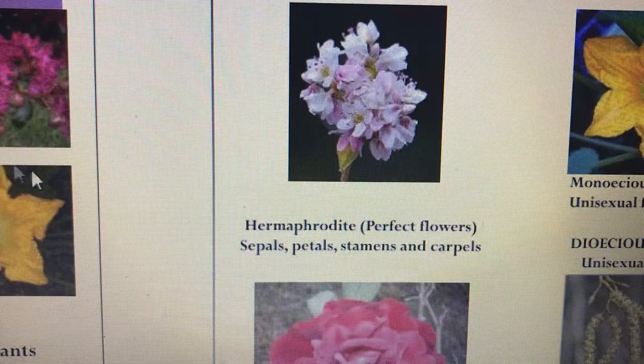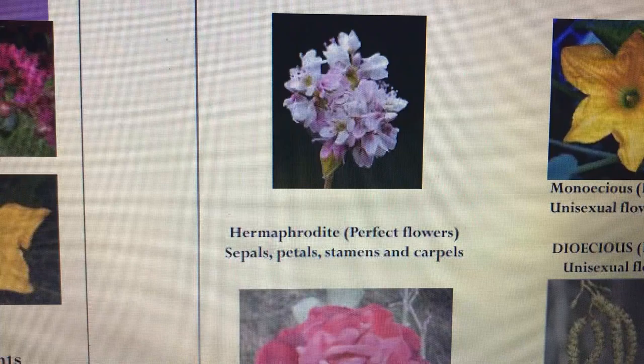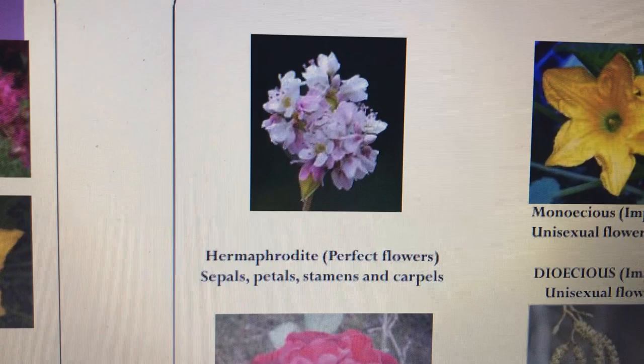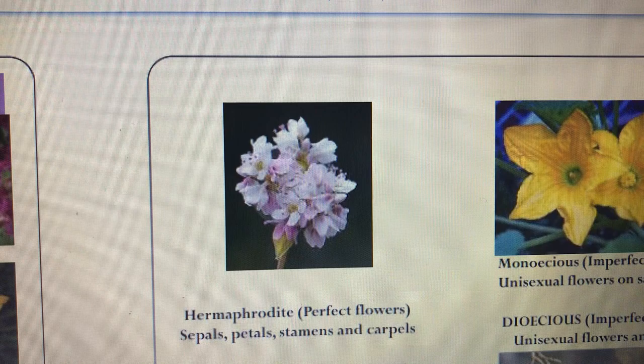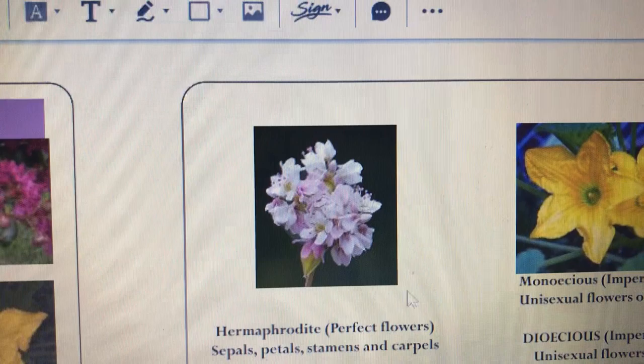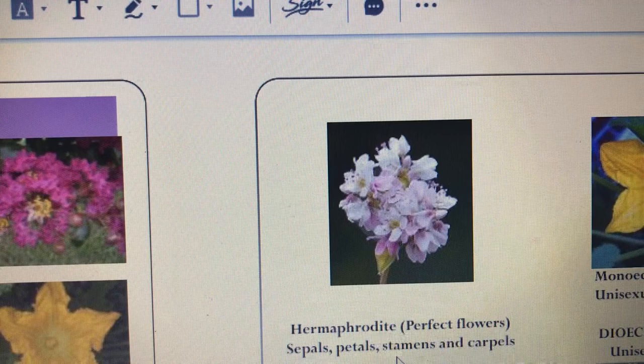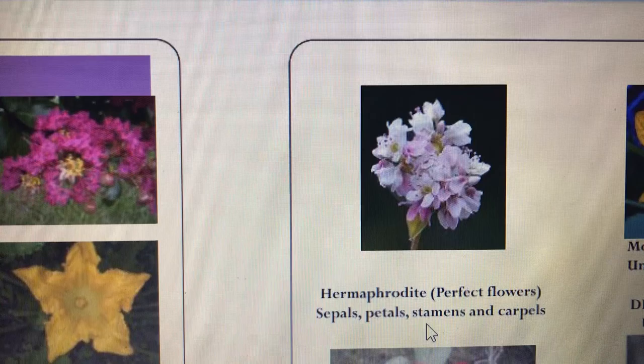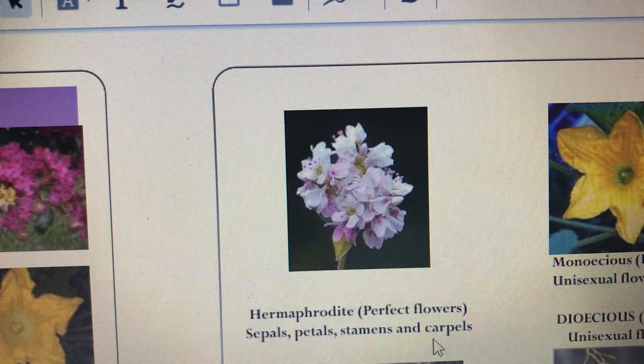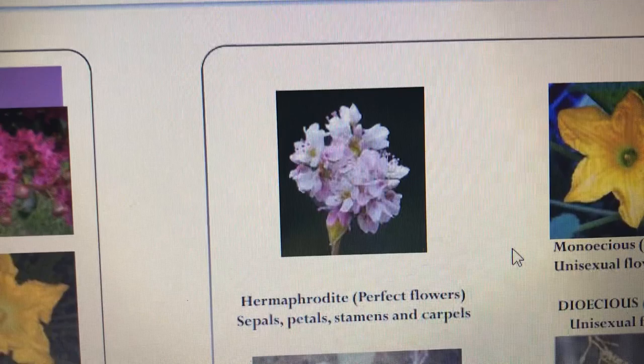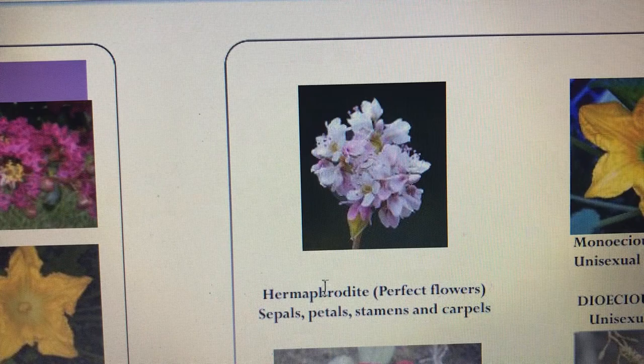This is what a hermaphrodite looks like. We have a hermaphrodite, which are perfect flowers. You can see the sepals, the petals, the stamens, and the carpels. They're perfect flowers because they have both anthers and carpels, or pistils. It's also called a hermaphrodite, perfect flowers.